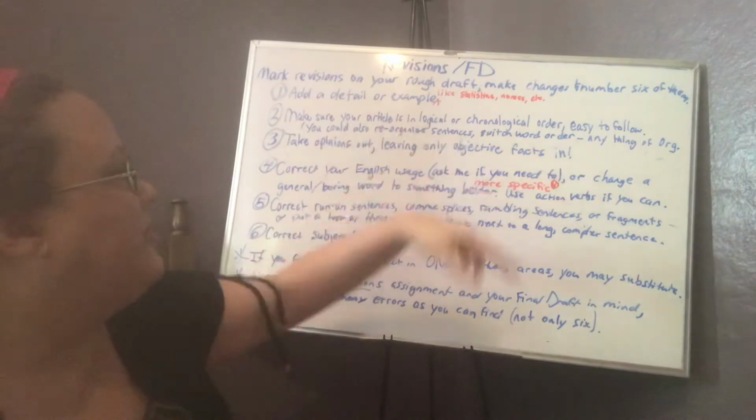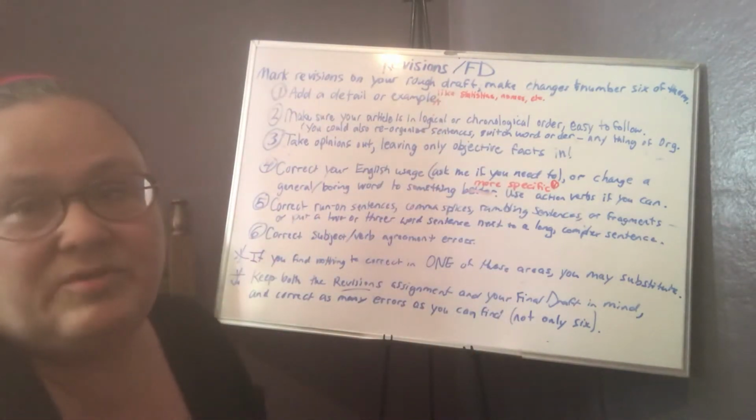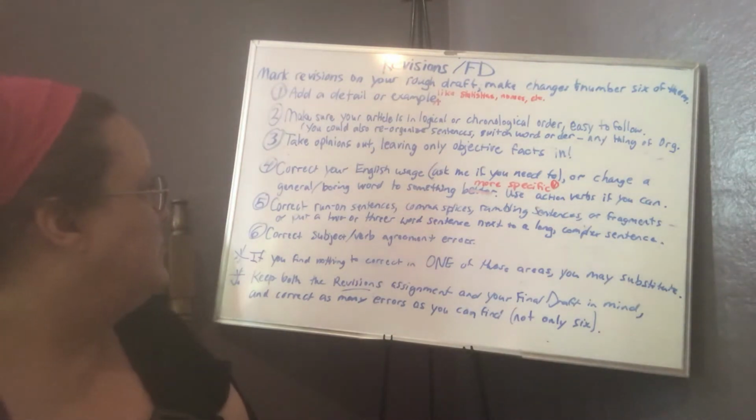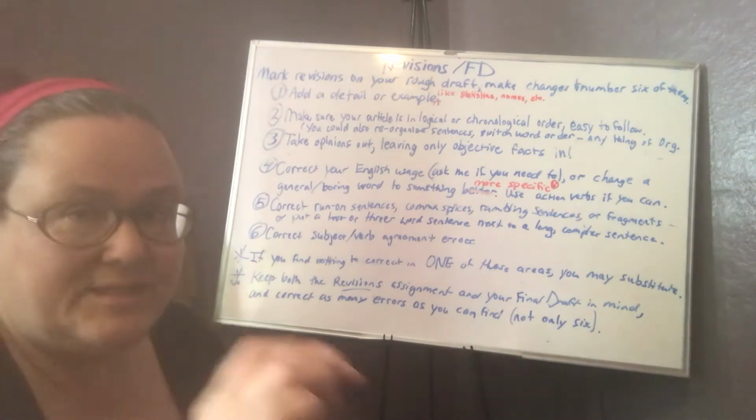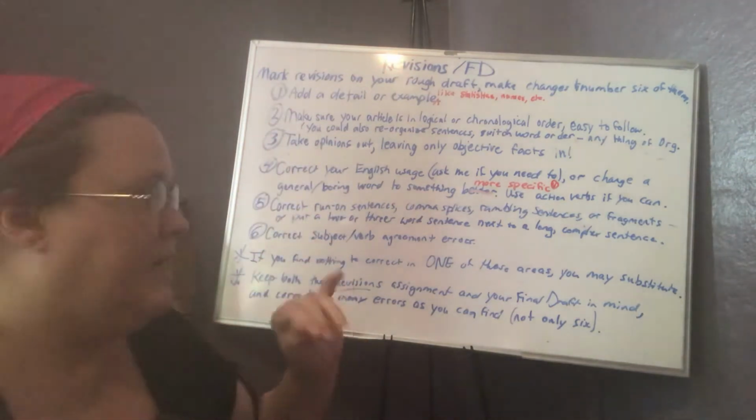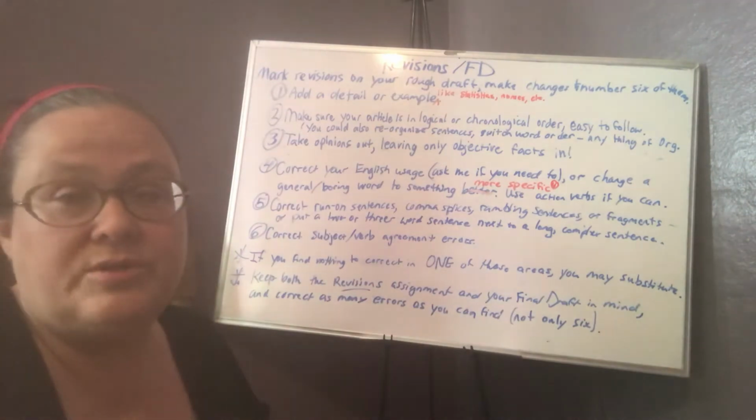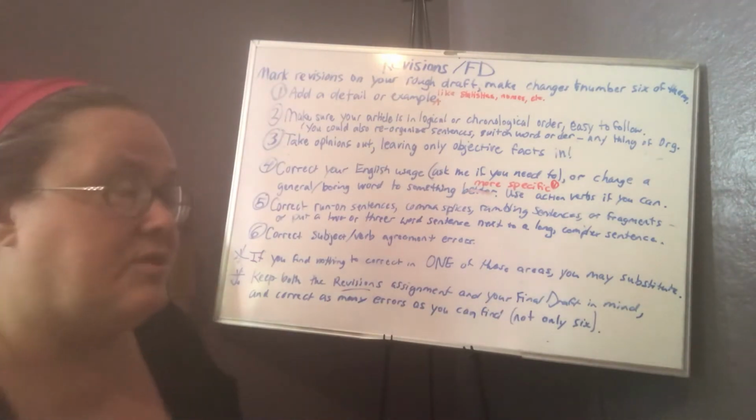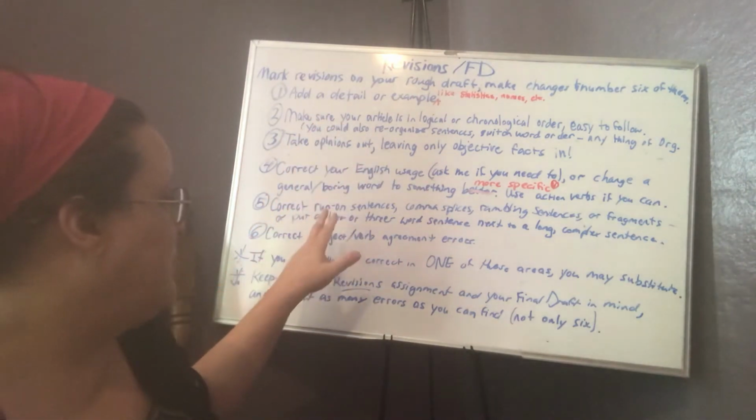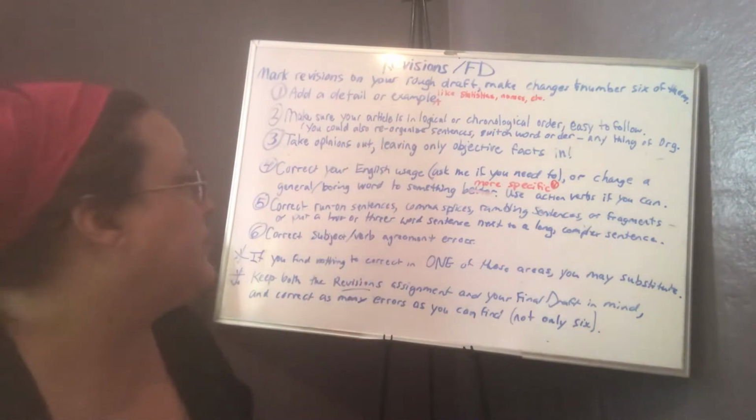Mark revisions on your rough draft, make changes, and number 6 of them. Some of you, or maybe even all of you, might remember that we did this before in another year. Go through and mark 6 different errors in these different areas. If you find nothing to correct in one of these areas, you may substitute, but you may only substitute one time. So if you can't find anything for number 2, maybe you could find 2 errors on number 5, and so you'll have no number 2, but you'll have 2 number 5s, that kind of thing.